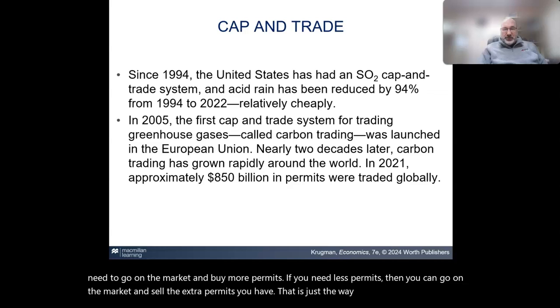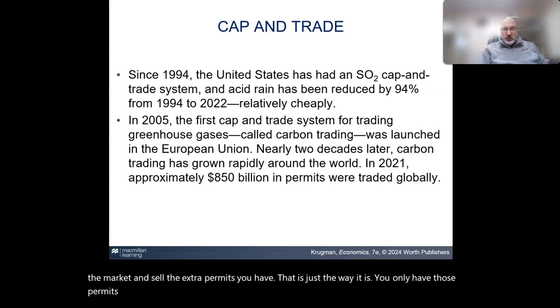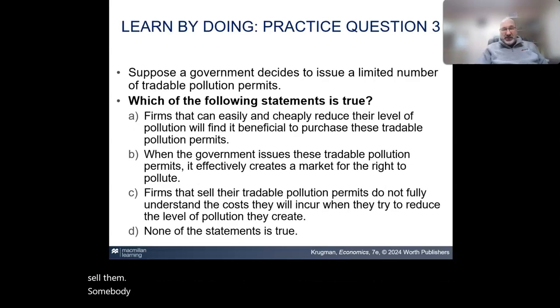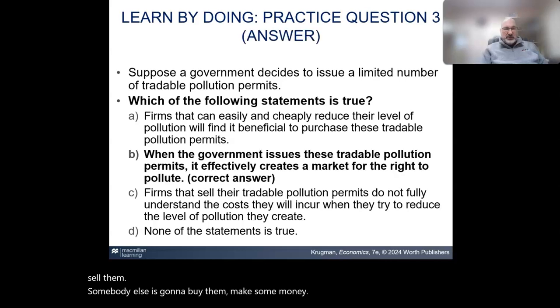You only have those permits for the year that you have. So if you don't need the permits for that year, you need to sell them. Somebody else is going to buy them, make some money. That's the way that is.